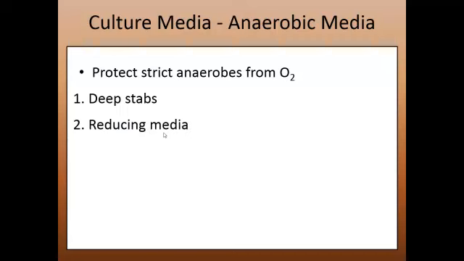We can also use reducing media. Reducing media has molecules such as L-cysteine or sodium thioglycolate that reduce oxygen to water, thereby limiting the amount of free oxygen in the reducing media.